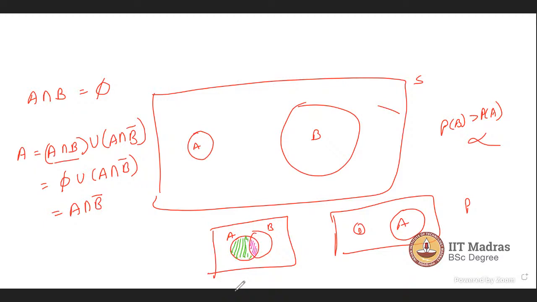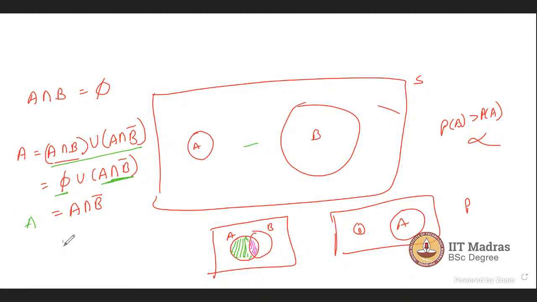A intersection B bar means? B bar means the area which is not in B, but in A. So this will complete the A. So that's what we wrote here. Now you know that this A intersection B is phi in this case. So you are left with A intersection B bar.